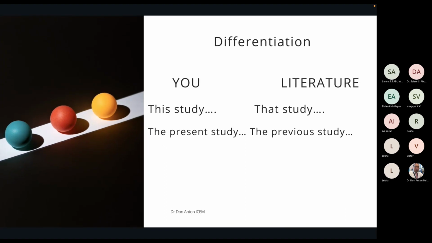Differentiation, because you cannot repeat the same author when you want to refer to that author. You have already, for example, cited that author in the previous sentence, so you cannot cite twice in the succeeding sentences. If you refer to your study, you will say this study. That means you. If you refer to that author, you say that study. You can also say the present study or the current study. That means you again. And the previous study, referring to the literature.